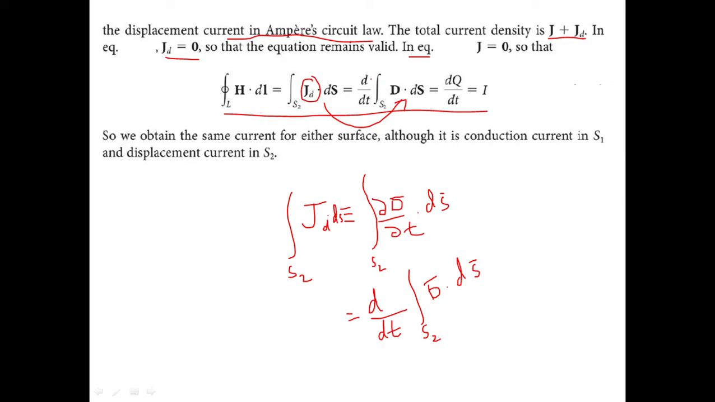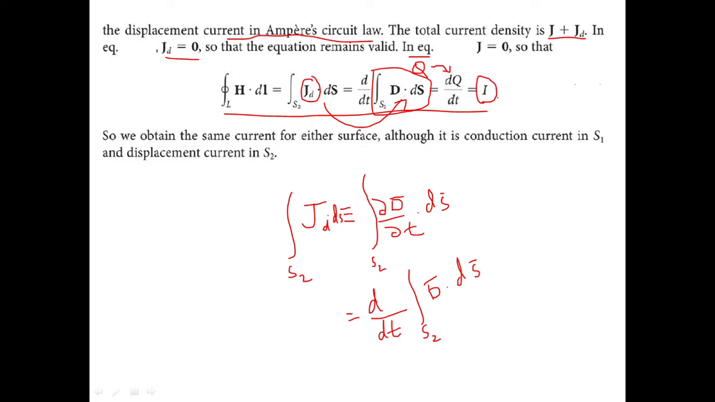Now, the closed integral of D vector dot dS vector is nothing but the total charge enclosed, correct? From Gauss law, the surface integral of D vector dot dS vector should give the total charge enclosed in that surface. So we have d/dt also. This whole thing can be written as Q. So in the next part we can write that as dQ/dt. So dQ/dt, the rate of change of charge with respect to time, is nothing but current, right?